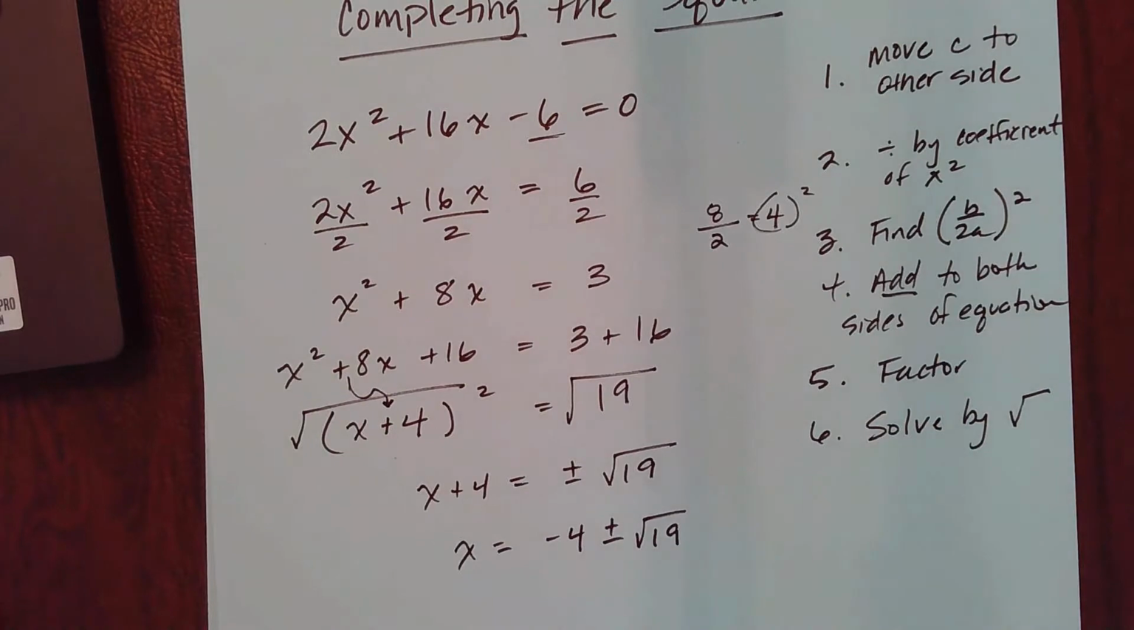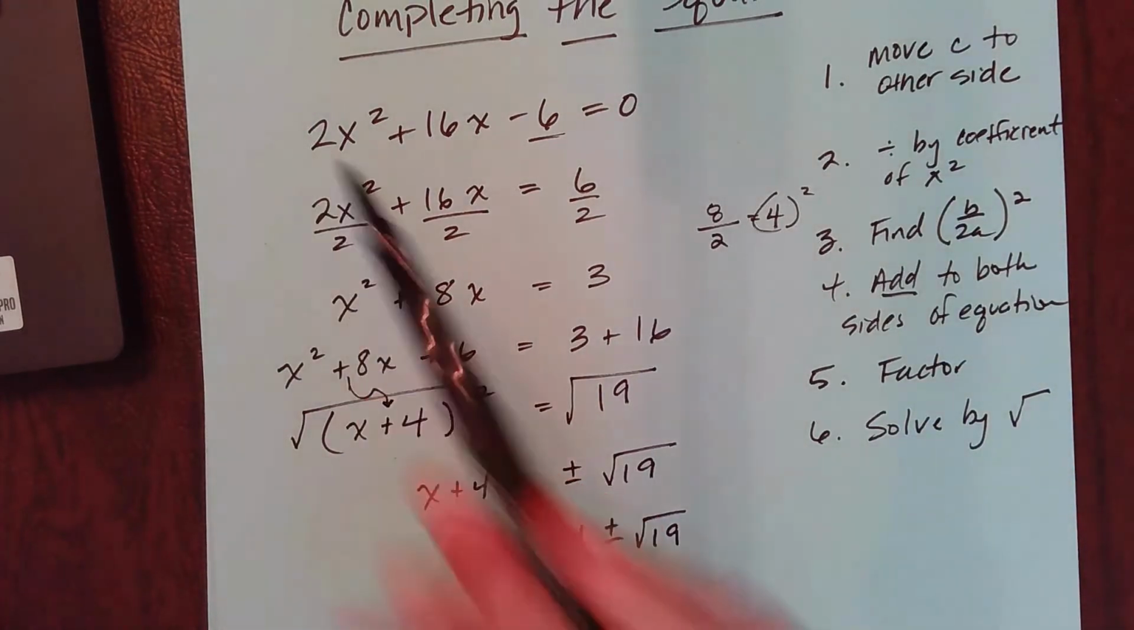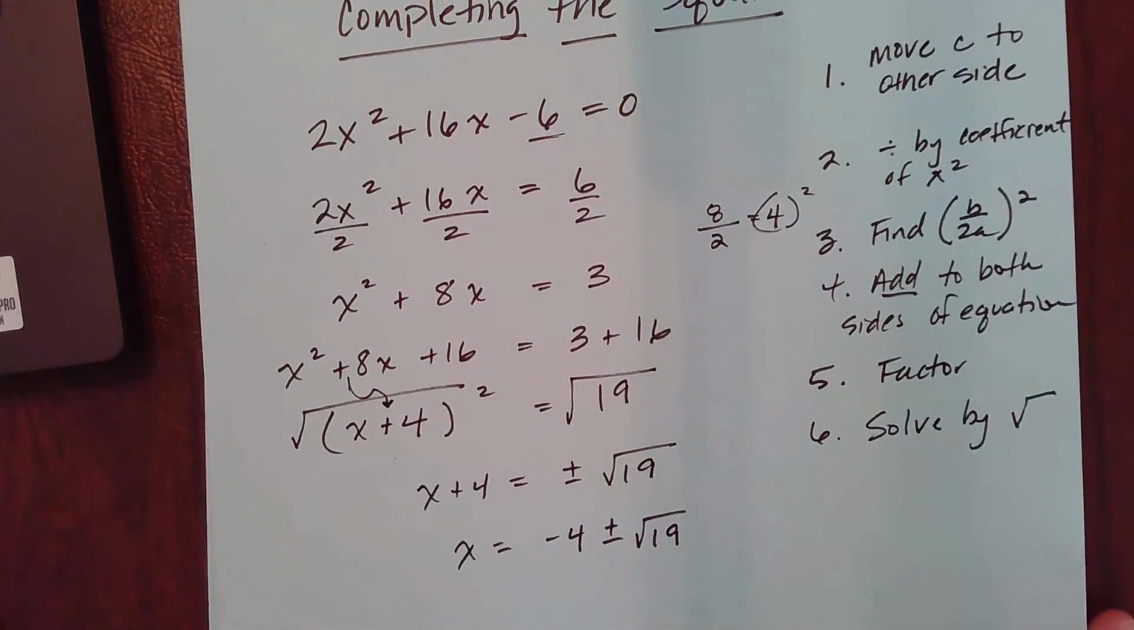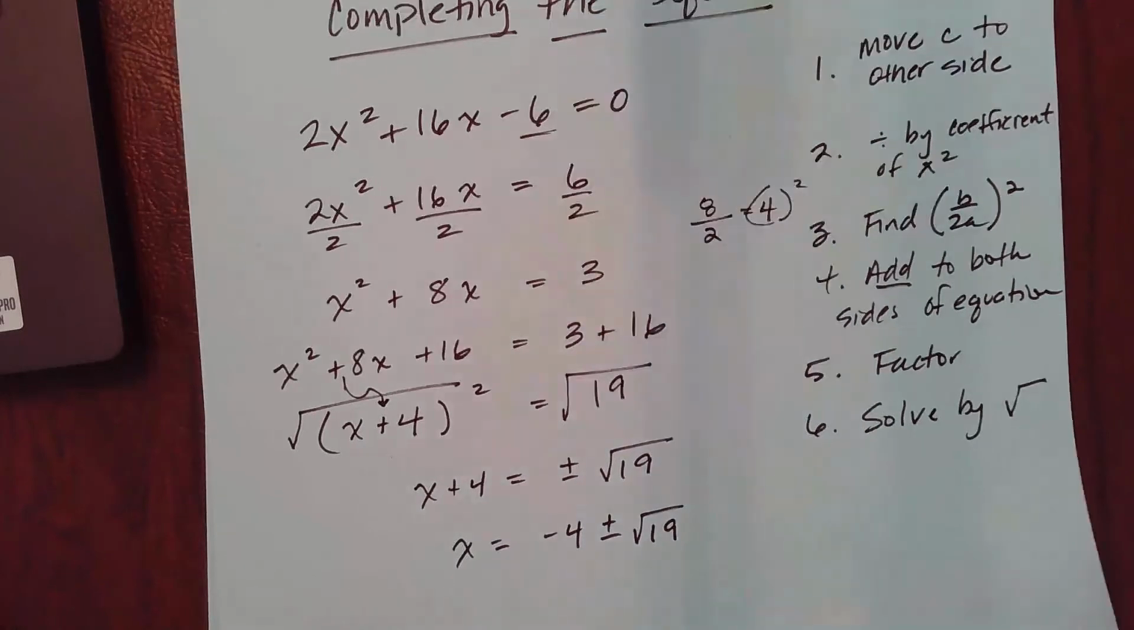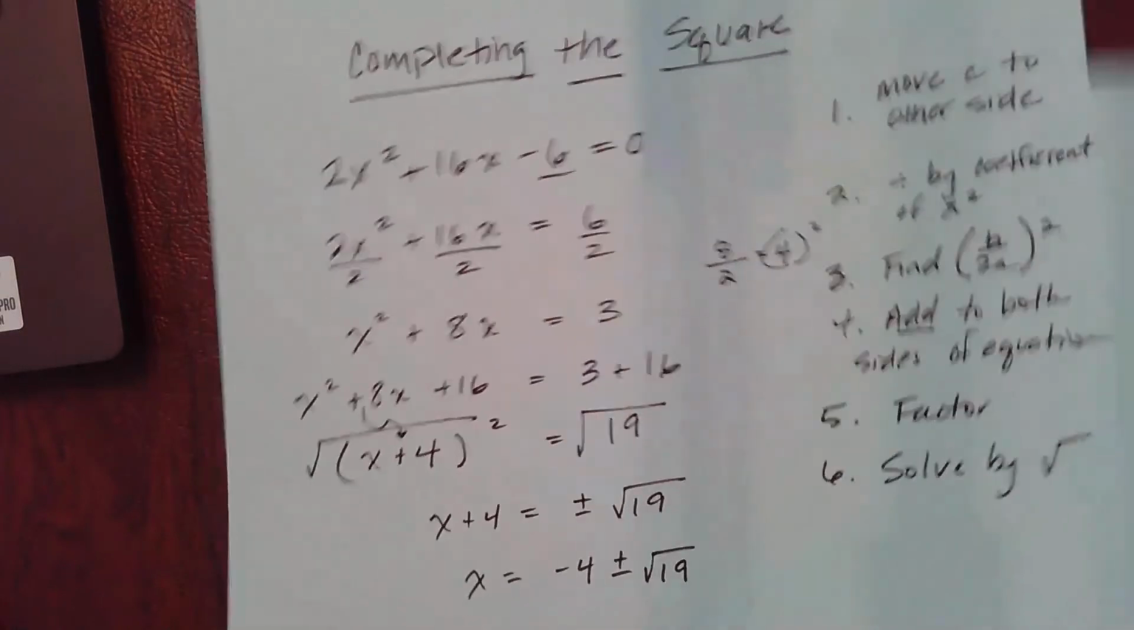So that's one example. It's probably one of the more challenging examples because of the coefficient in front of the x squared. But like I said, this is more of just something I wanted to show you, not necessarily something that you're going to be graded on, so to speak.